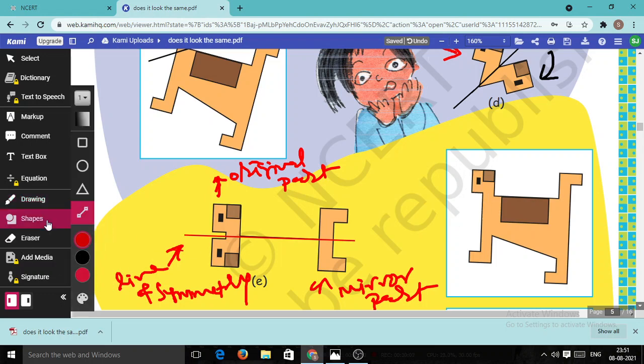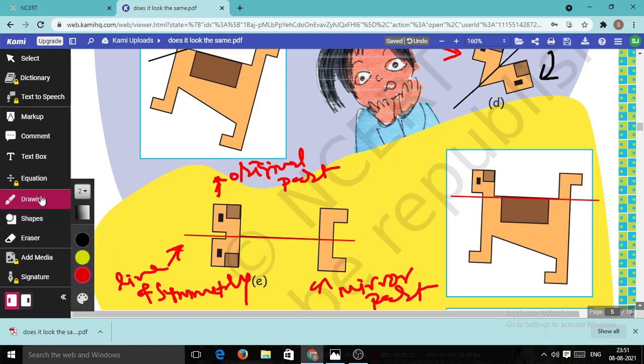That means we have to draw a line just below the neck of A, that means from somewhere here we have to draw it. Look here, so in this way you can draw this and you will get this one. I hope all of you understand how to draw the line of symmetry.